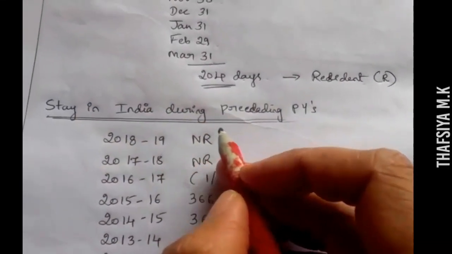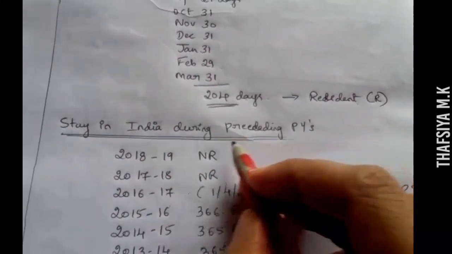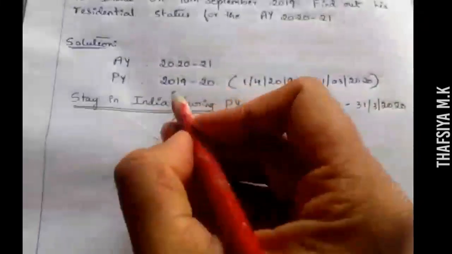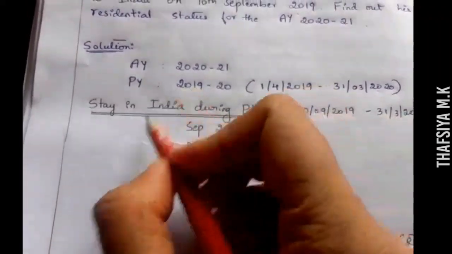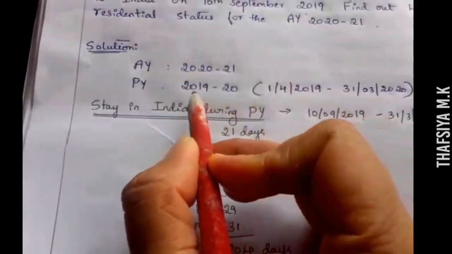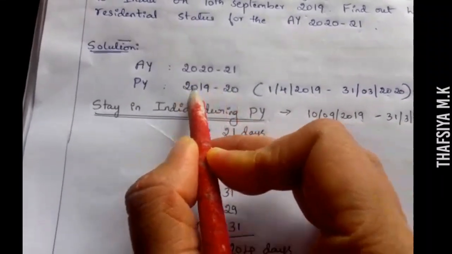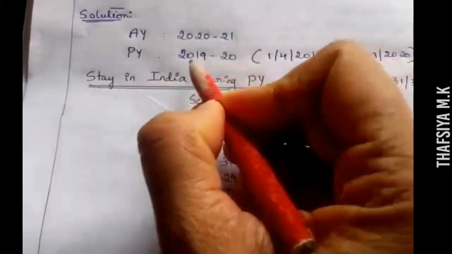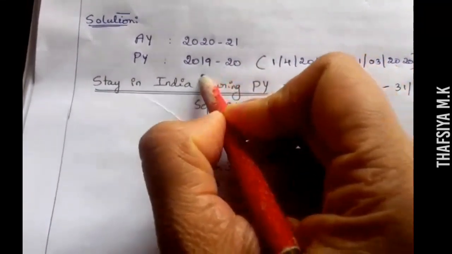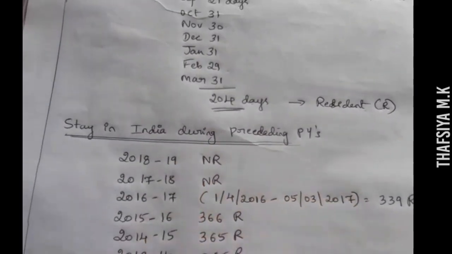Now let's calculate. Here we have to find the stay in India during the preceding previous years. So what is the preceding previous year? It means the financial year immediately preceding the previous year. So this is the previous year, 2019-20. For this previous year, what is the preceding previous year? 2019-20 means the next one is 2018-19. So from 2018-19 we have to take the years.